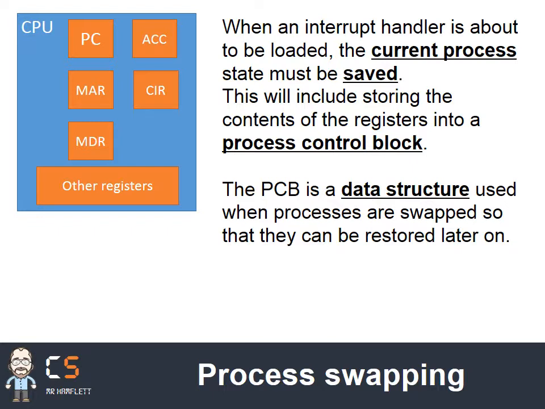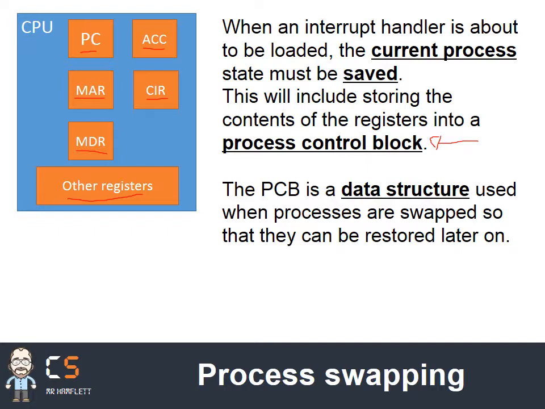So I need to be able to save the current process. This includes storing the contents of registers. Remember, there are some special registers: the program counter, which keeps track of the next instruction to be executed, the MAR, MDR, the result of the last fetch, CIR, the instruction I'm currently running, and obviously the accumulator, because if I'm halfway through a calculation in my program, I need to be able to get back to it. And there are going to be other registers involved as well, which we need to keep track of. All that information gets placed into a special data structure known as the process control block.